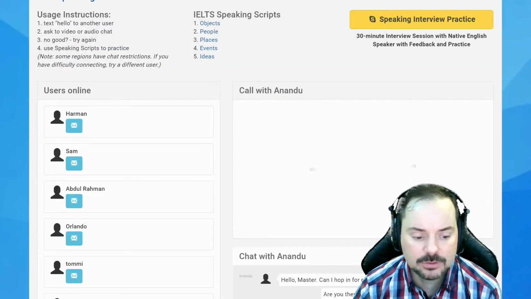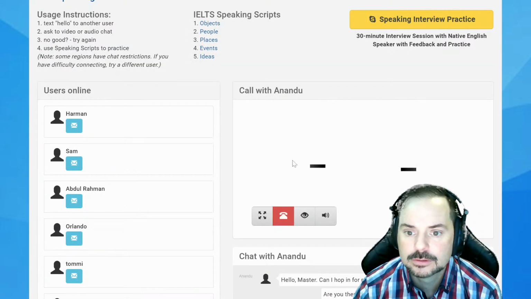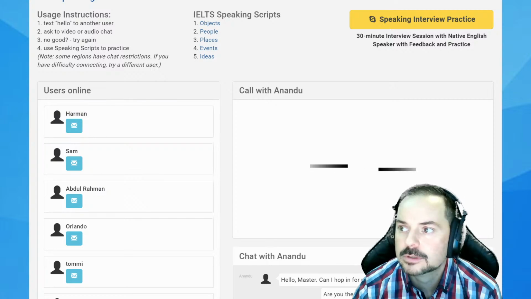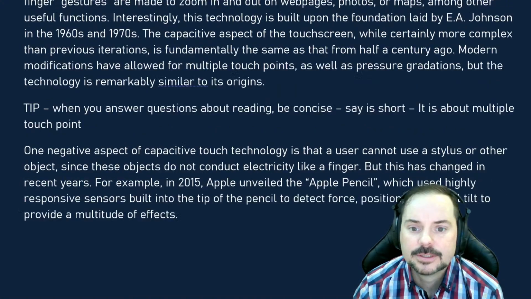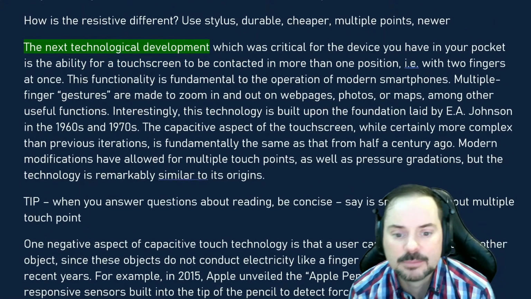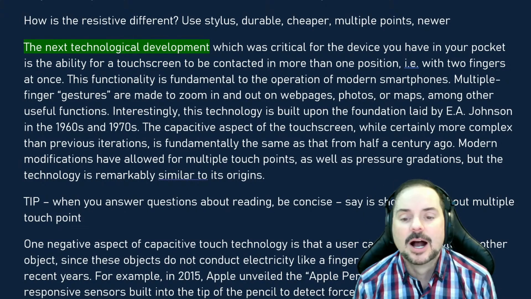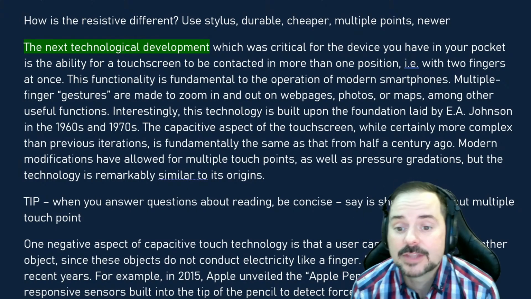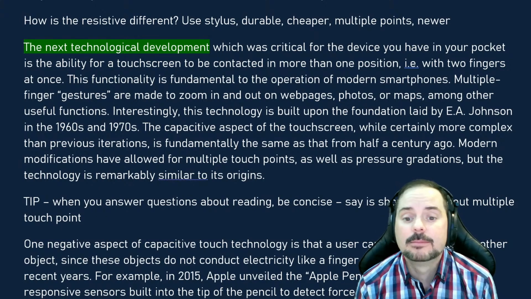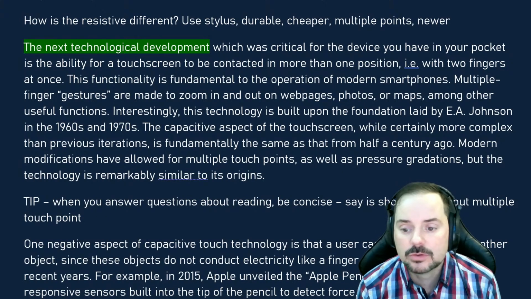Do I still have you with me, Anandu? Oh, I might have lost Anandu. I can see that he's still linked in, but maybe he's switching between websites and so on. Okay, so anyway, the answer to that question is so that we can have more functions. Anandu, if you come back, let me know.